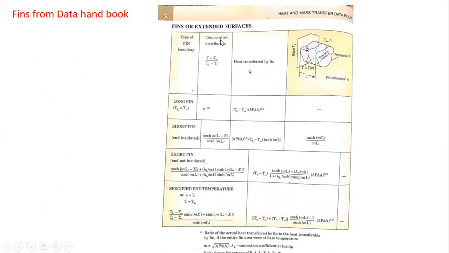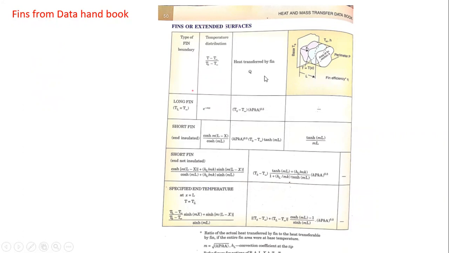The next column gives the temperature distribution, T minus T infinity divided by TB minus T infinity. T is the temperature of the fin at any length on the fin, T infinity is the atmospheric temperature, and TB is the base temperature. For a long fin, it is given by e power of minus mx. For a short fin, end insulated, it is given by cos hyperbolic m into L minus x divided by cos hyperbolic ml. For the short fin, end not insulated, it is given by this big expression, and for the case with a specified end temperature, by this expression.